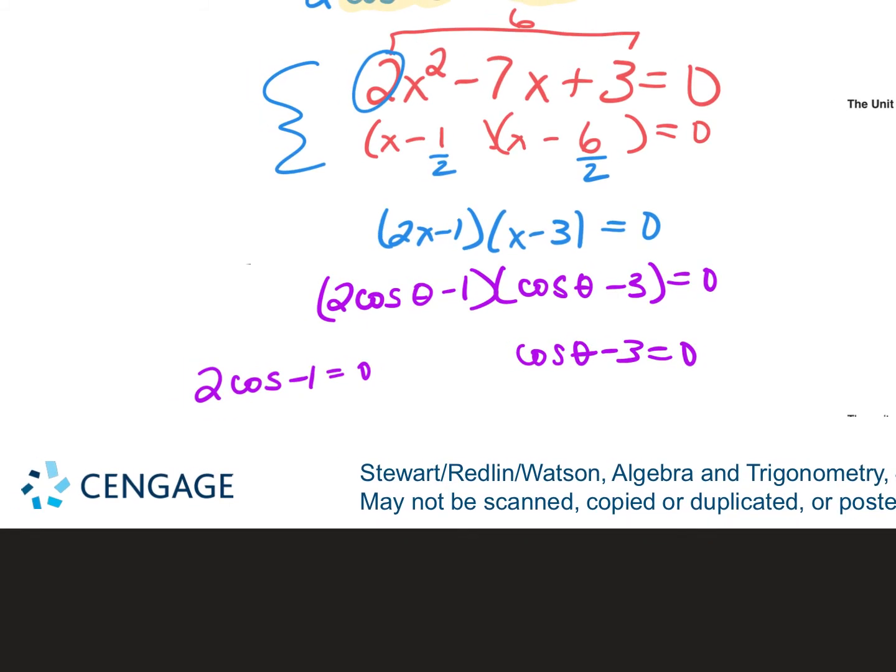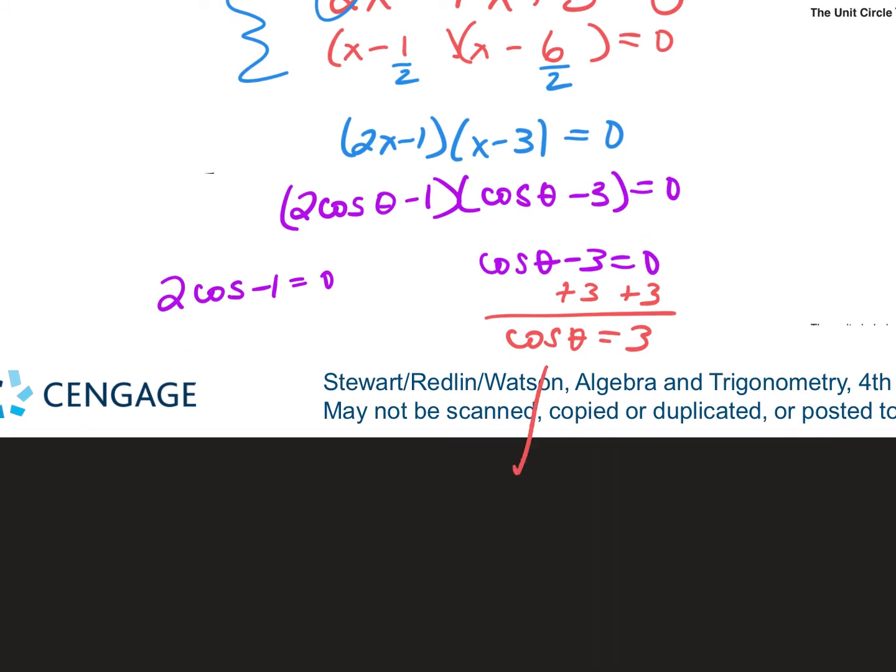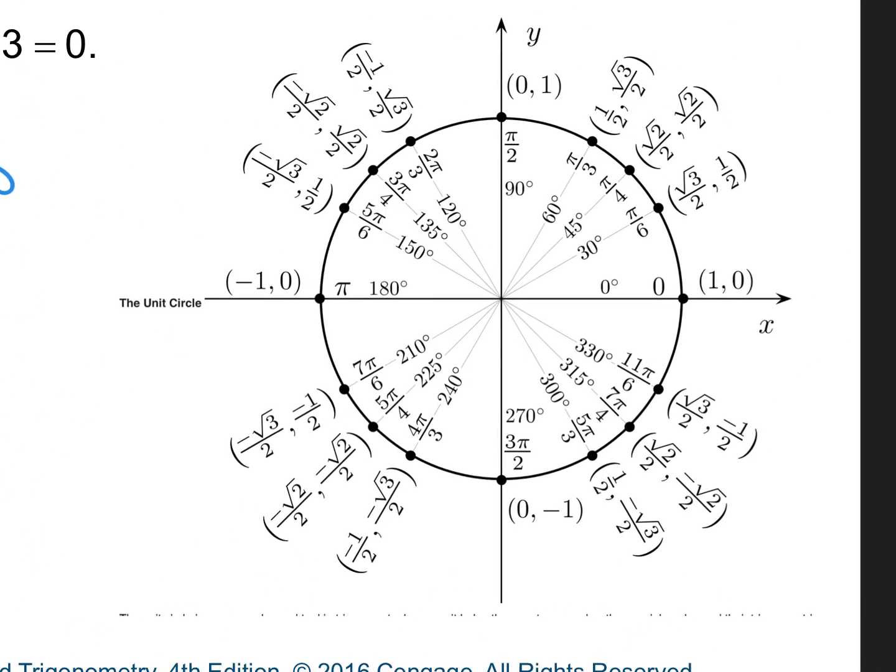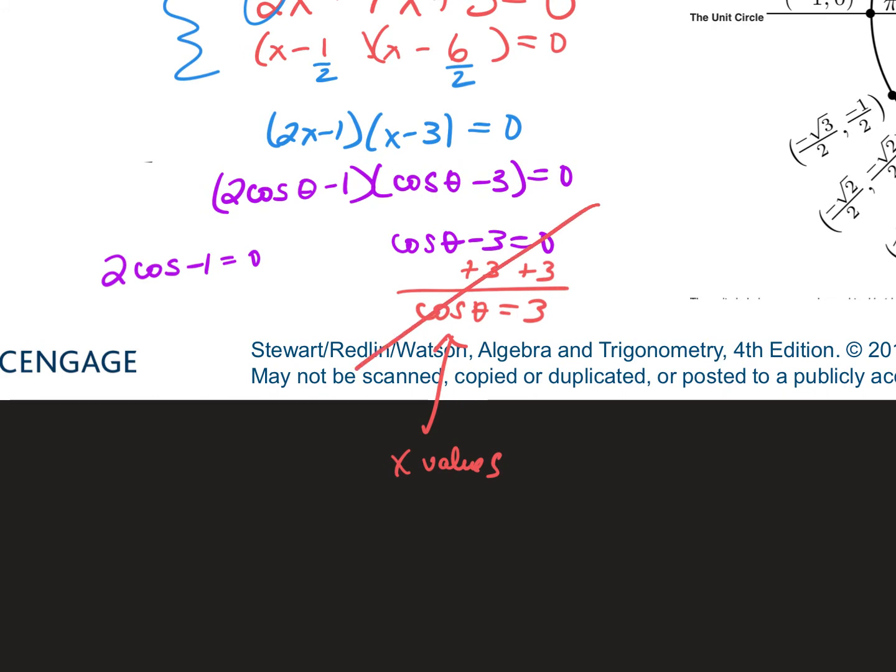If I want to get cosine by itself, I'm going to add 3, right? So I have cosine theta equals 3. Well, remind me, what is cosine? What value is on the unit circle? X. X values. We got to remember that. So think about it, guys. On your unit circle, where are the X values positive 3? See it anywhere? Because it doesn't exist. So this would be no solution. You could just cross it out if you want. That tells me no solution. Now, a lot of times, both of them don't cancel out or one of them doesn't cancel out. It just happens to be like this.